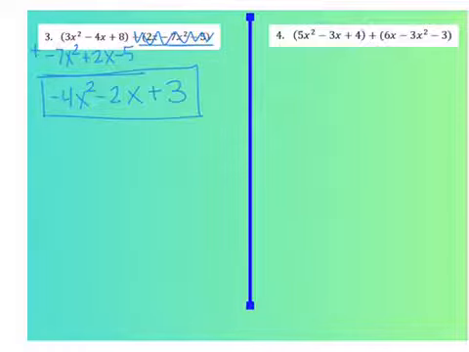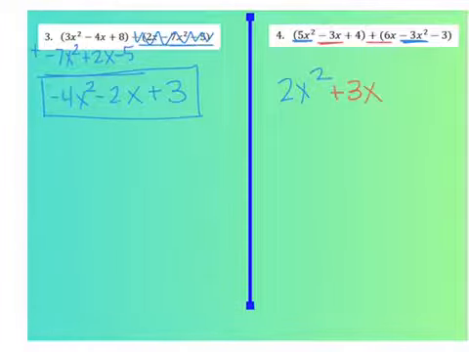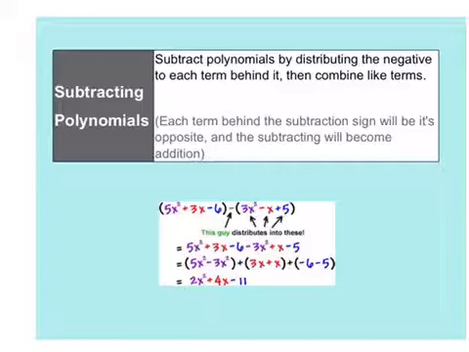Number 4, let's go ahead and use the horizontal method for this just so you can see the difference. So again, this is adding, so we're just going to combine our like terms. I have a 5x squared and a negative 3x squared, so I get a 2x squared. I'd have a negative 3x and a positive 6x, so I get a plus 3x. And then I would have a positive 4 and a negative 3, so I'd have a plus 1. That would be my final answer and I'd be done.